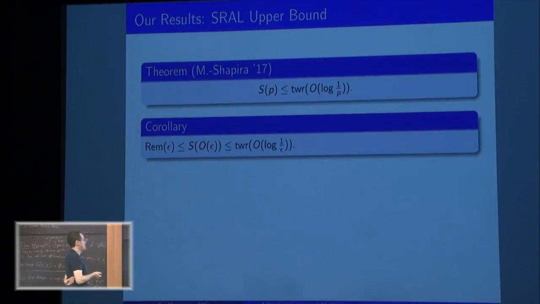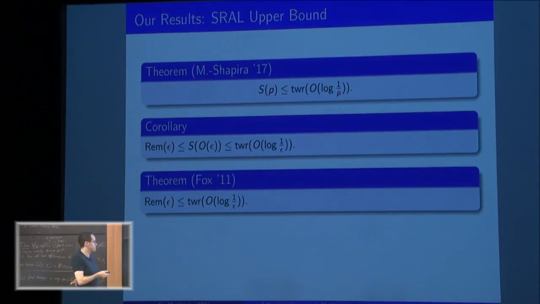Anyway, the immediate corollary of this application to the removal lemma is that rem of epsilon, as we said, is bounded as our proofs show. So you get a tower of logarithmic height bound. And in fact, we were late by a few years because Jacob Fox famously proved the same bound for the removal lemma.